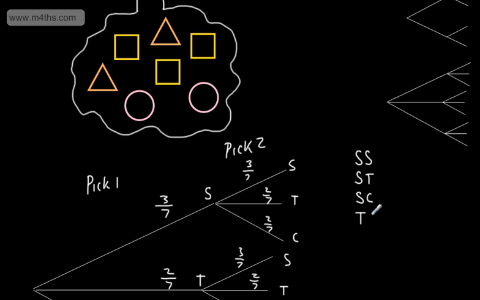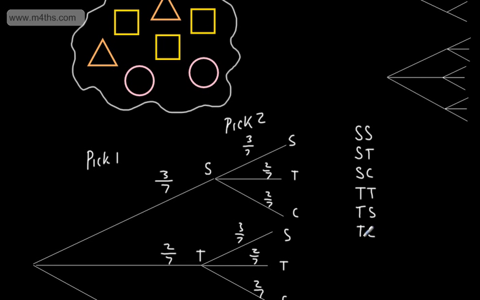So we'd have triangle on the first one, triangle on the second one, then triangle, square, then triangle, circle. If we did the circle, we'd have circle, circle; circle, triangle; circle, square. This is pick number 1 and this is pick number 2. So this is a sample space. My writing out is a little slack, but do make sure you've got them all.